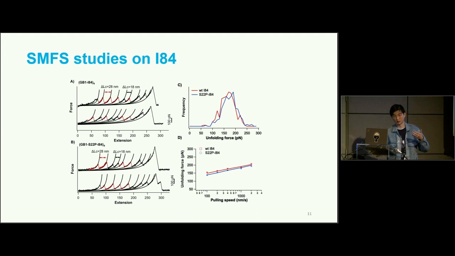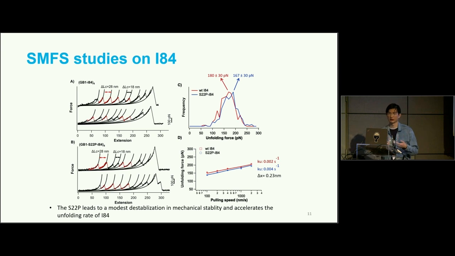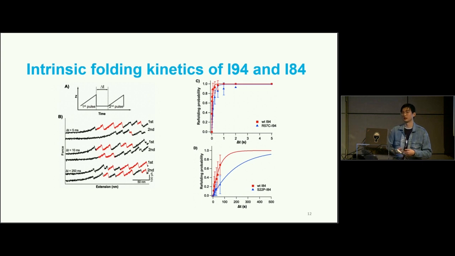As you can see, once we got the histogram of the unfolding force, we find that the wild-type protein and the mutant have similar unfolding force. It's just a 10 piconewton difference. We also did the pulling speed experiment, and finally we can see a slight acceleration of the unfolding rate for that protein domain. We have to say that this kind of mutation leads to a modest destabilization in mechanical stability. And finally, we did a folding experiment to get some folding constant data.